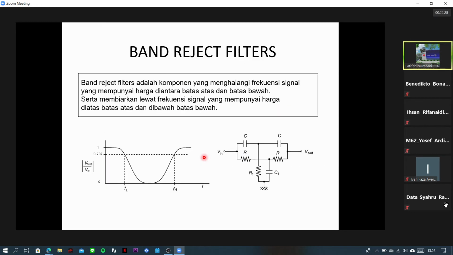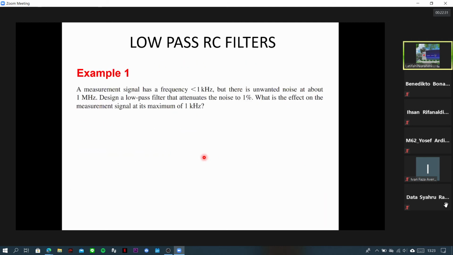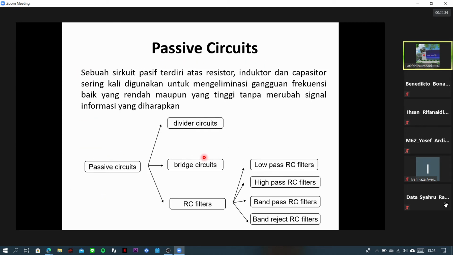Okay, so we finished with the filtering. We've already learned the divider circuits, the easiest circuits. Divider circuits are the basis for the bridge circuits, the Wheatstone bridge. We learned this on Monday. And we've just finished all 4 filters: the low pass, high pass, band pass, and the band reject filters. We finished with the passive circuits.